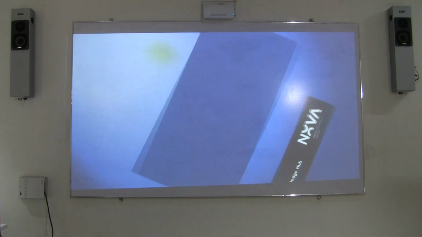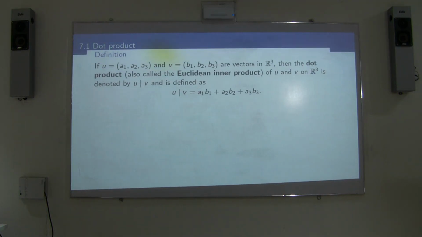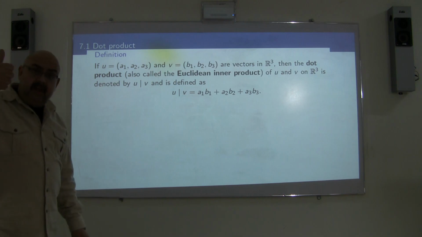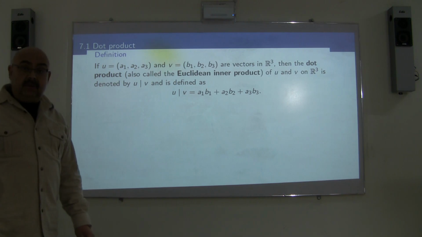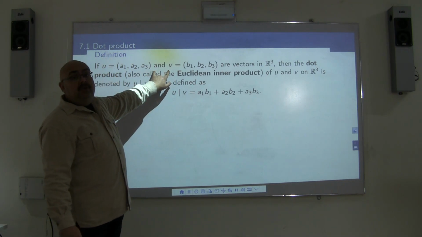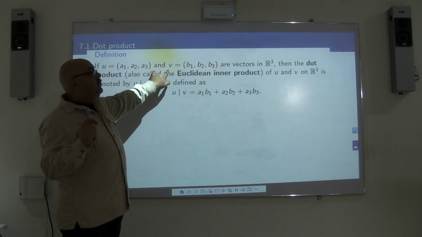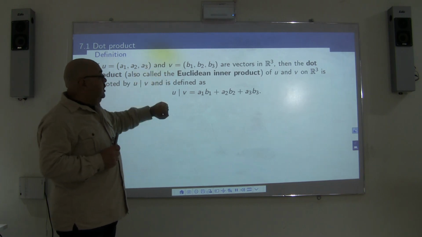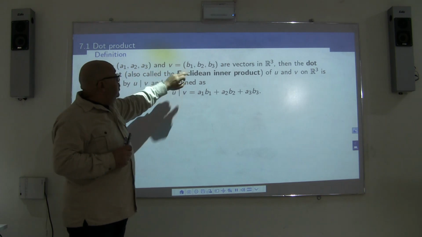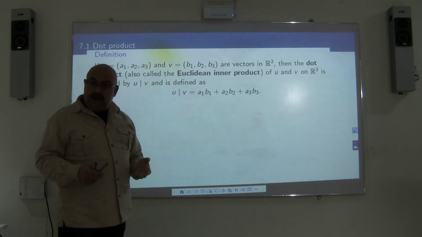Okay, let's start. I will start with some definitions about the dot multiplication. The dot or the Euclidean inner product, sometimes we call it inner product, sometimes we call it the dot product or the Euclidean inner product. It's simply, if you have two vectors and you want to multiply them, I will multiply the components of each vector of the two vectors in each other. So it will be A1 times B1, A2 times B2, A3 times B3. That's what we call inner product.